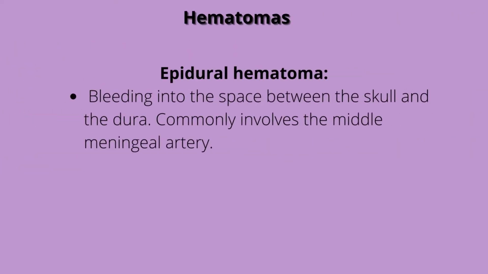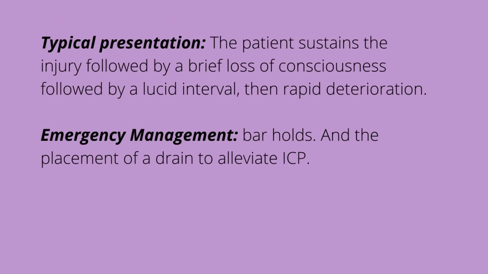Lastly, let's talk about hematomas. So there are two types of hematomas. There's epidural hematoma and subdural hematoma. With epidural hematoma, this is where bleeding is occurring into the space between the skull and the dura, and it commonly involves the middle meningeal artery. So it's the artery bleeding.